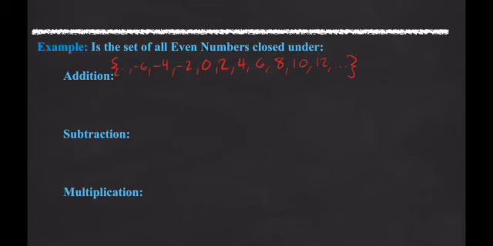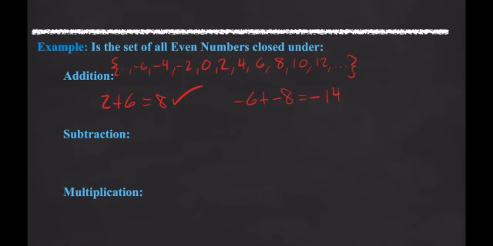So our question is, is this closed under addition? Well, let's take two of our even numbers and add them together. So let's say we choose 2 and 6. 2 and 6 is 8. Is that within the original set? Yes, it is. So that works. Let's take -6 plus -8. 6 plus 8 is going to be 14, but negative. So that would be the result of that.